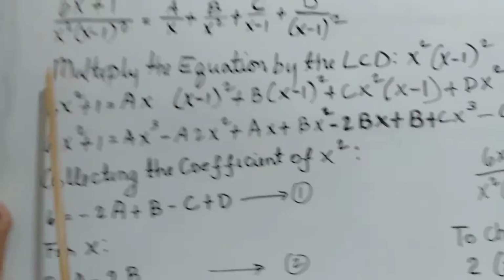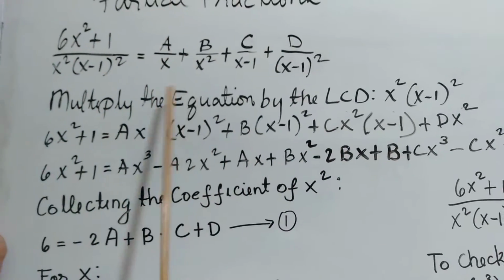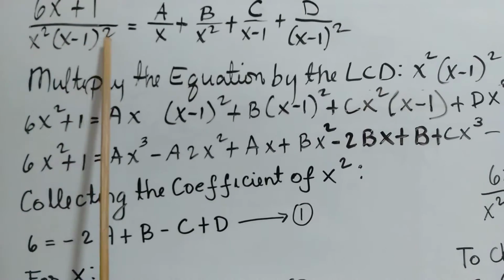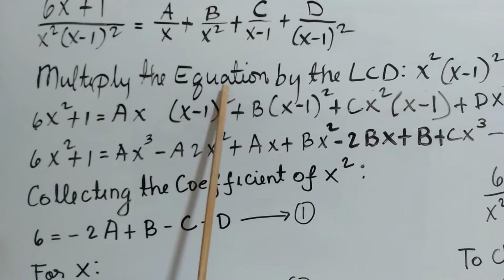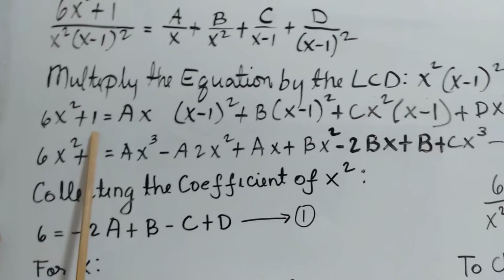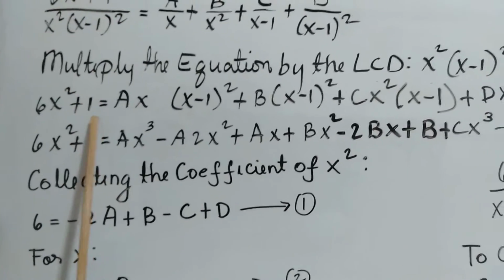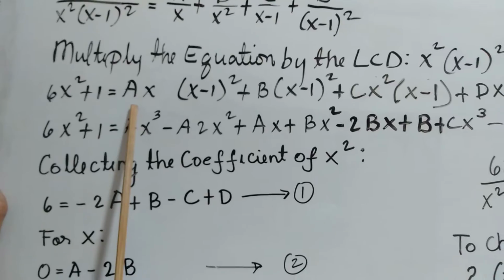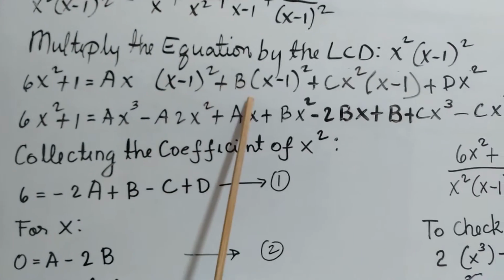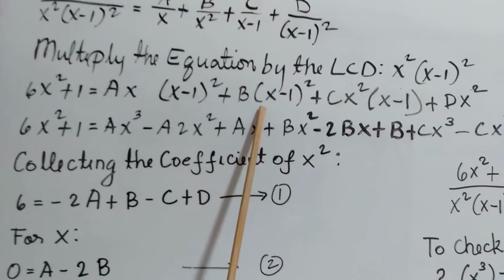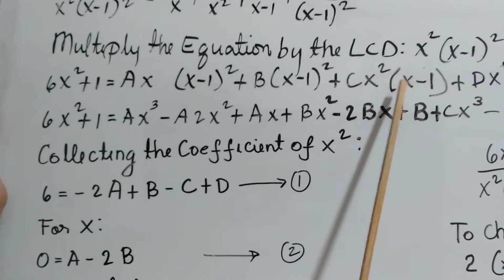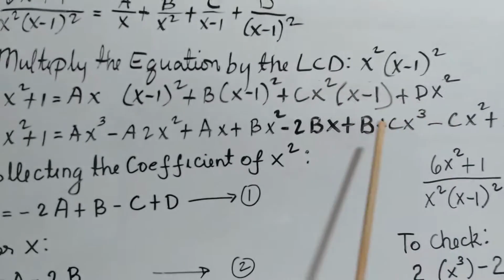First step, we're going to multiply this whole equation by the LCD, which is x squared times the quantity x minus 1 quantity squared. Doing so, we get this new equation: 6x squared plus 1, the denominator cancels out, equal to ax times the quantity x minus 1 quantity squared plus b times x minus 1 quantity squared plus cx squared times the quantity x minus 1 plus dx squared.